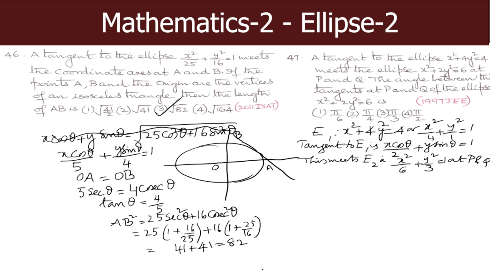See, well, suppose... yes, what is P? It means the ellipse at P and Q. The angle between tangents at P and Q to the ellipse x square plus 2y square equal to 6 is... Suppose the tangents drawn to the second ellipse at P and Q meet in R.